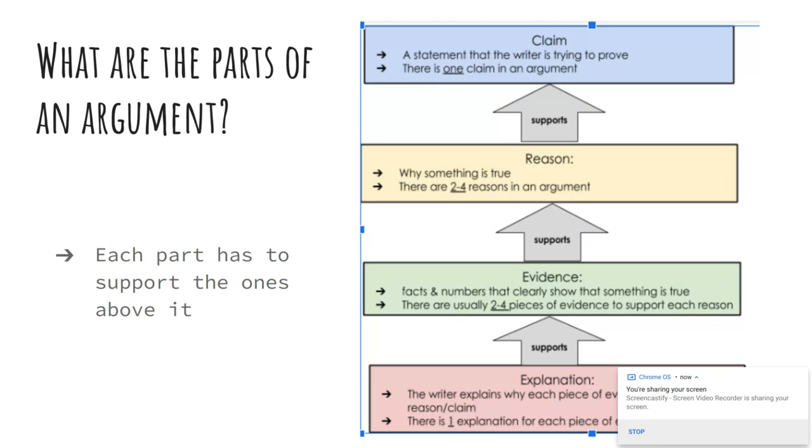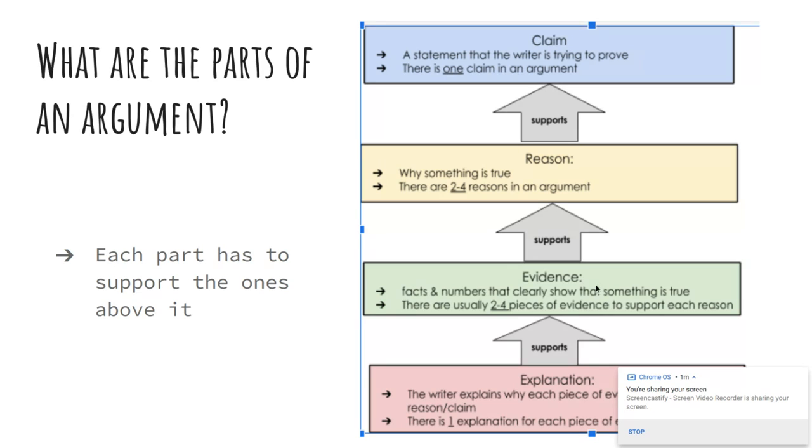The way they're going to create that argument is by having all of these parts of an argument that we looked at before. The first is the claim. The claim is a statement that the writer is trying to prove, and there is only one claim in an argument. Next, we have reasons. Reasons are why something is true, and there are 2 to 4 reasons in an argument.